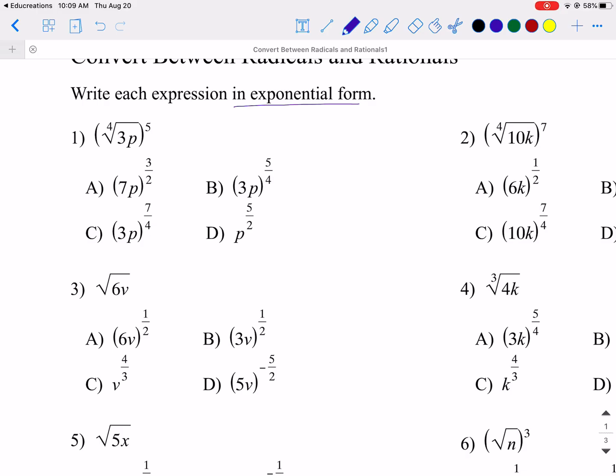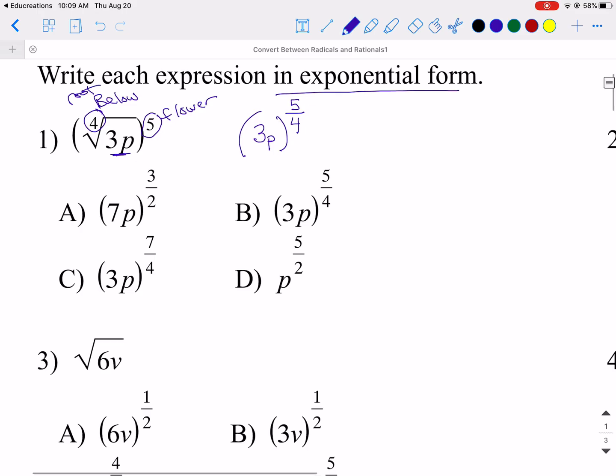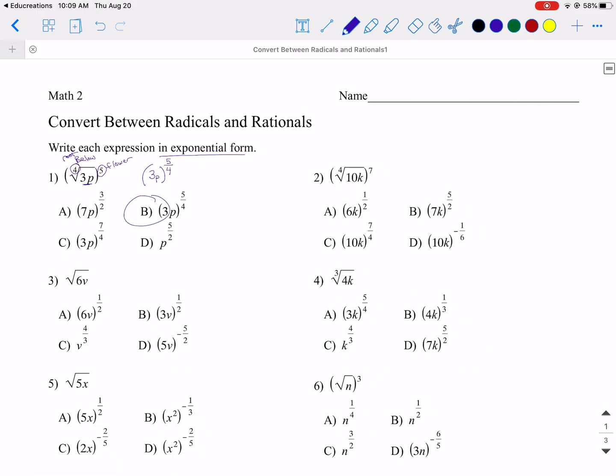So this is the Convert Between Radicals and Rationals practice worksheet, and it says write each expression in exponential form. So for number one, I remember that I take my radicand, which is 3p, and put that in parentheses. Then I take my exponent and make that a numerator in a fraction, and take my index or root and make it the denominator. Flower, exponent: flowers are above ground; index, roots are below. So hopefully that will help. I'll say that a lot, flower power. So your answer here would be B.